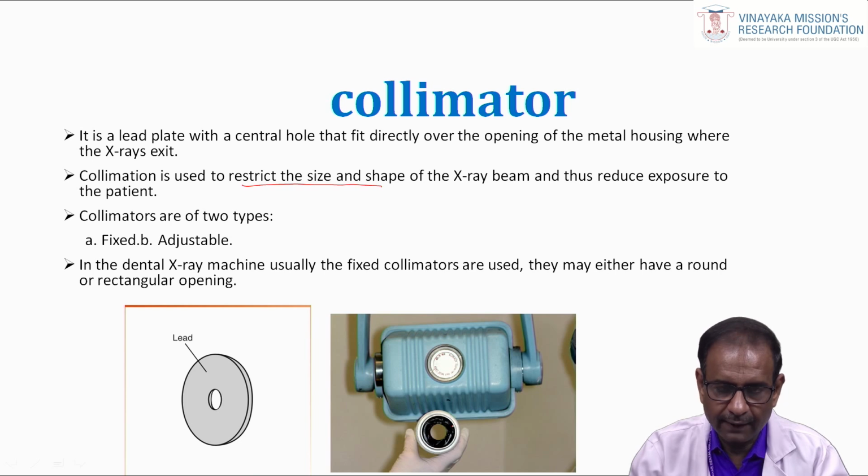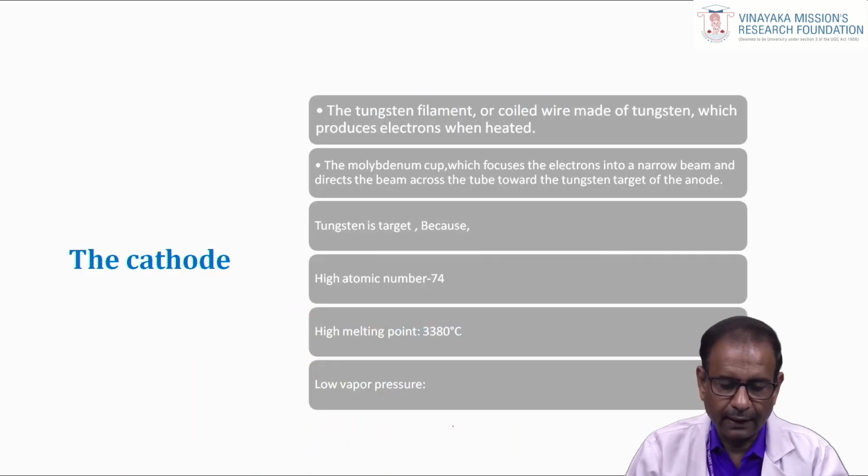Collimator is made up of lead and the filtration is made up of aluminum. Is that clear? It's a very important MCQ question for you. Next one is the cathode.